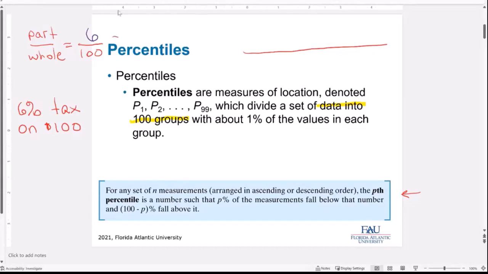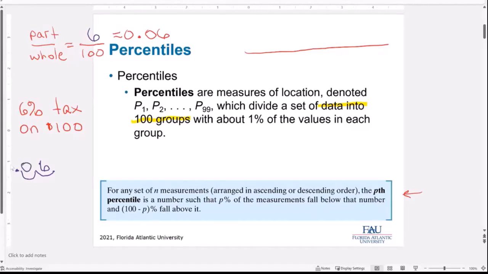And if you put that into your calculator, you'll get 0.06. Also, if you start with 6% and you're dividing by 100, every time you move your decimal place, 1 decimal place, you're dividing by 10. So that's divided by 10, that's divided by 100, and where I don't have a number, I put a 0.